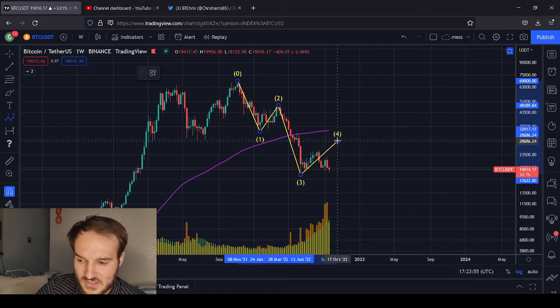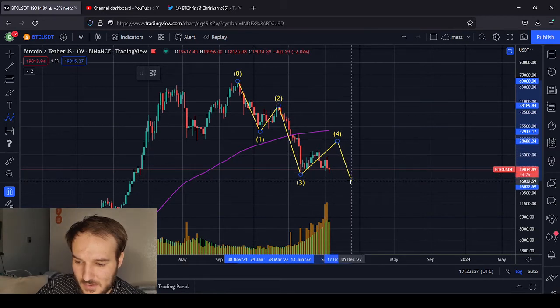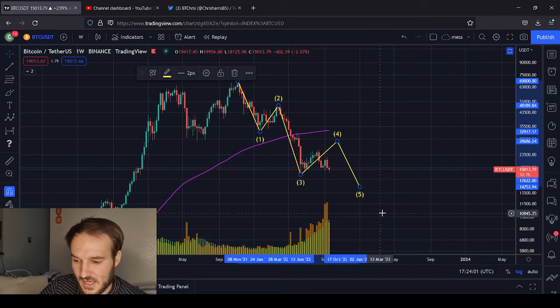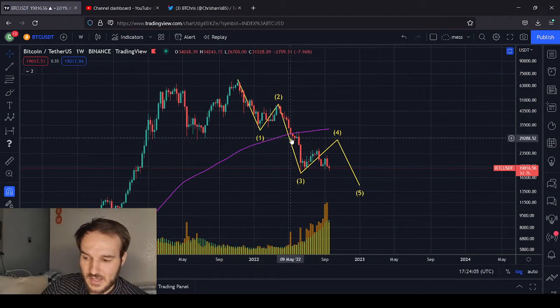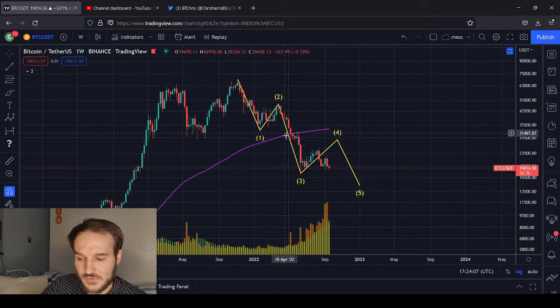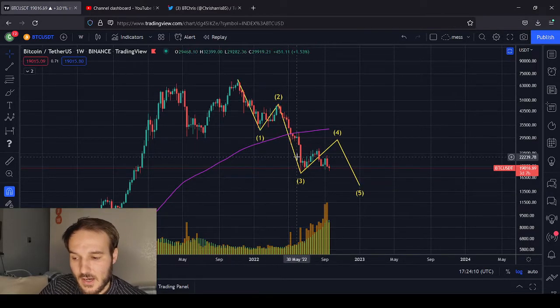It's not necessarily pretty, but it could look like that, and then we could come down for a wave 5 down to 14, 16K, kind of like I was predicting, you know. It could look like that. It's not as pretty looking, but it does fit the agenda of a 5-wave count down, 3 impulses down.